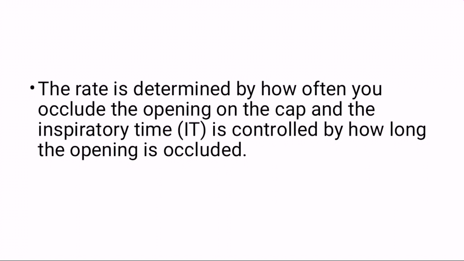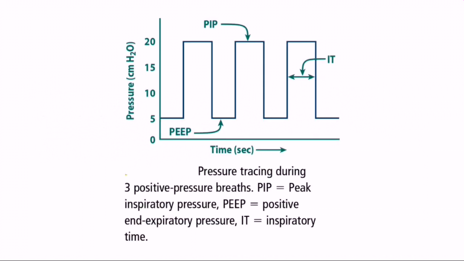How will you determine the rate and inspiratory time? Basically, how often you close the opening on the cap will determine the rate, and how long you close it will determine the inspiratory time. This diagram shows the pressure tracing during 3 positive pressure breaths. The time when we occlude the opening, we are giving PIP. In this diagram we can see PIP of 20 centimeter water is being given. And PEEP is when we open the opening, so 5 centimeter water PEEP is being given.